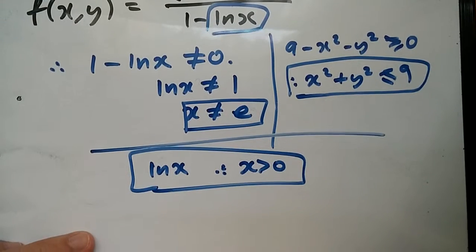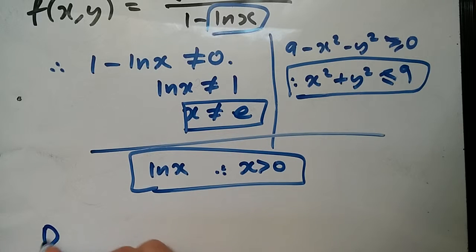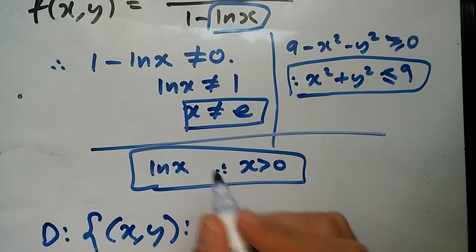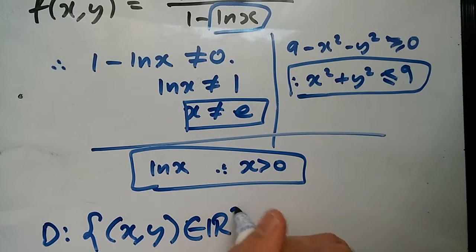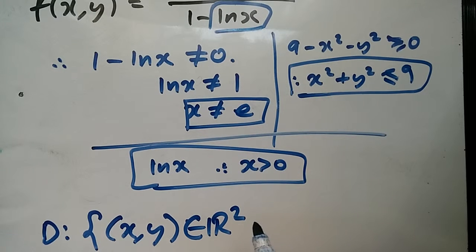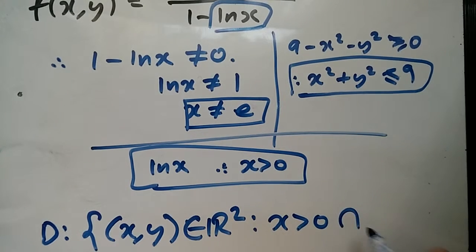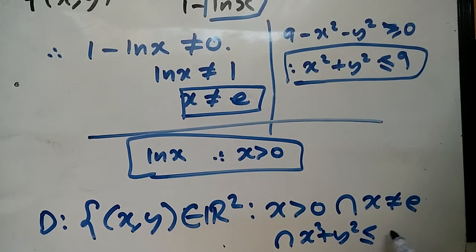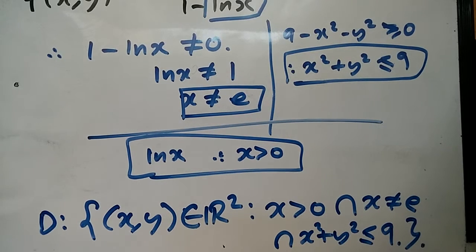So finally, if we're going to define this full function, we're going to say that D, the domain in x and y, so this is a good way to write this, belongs to R squared, so in 2D space. And now from here we can say that we just combine everything. We say that x is greater than 0 and x doesn't equal e and x squared plus y squared is less than or equal to 9. And this would be our domain.